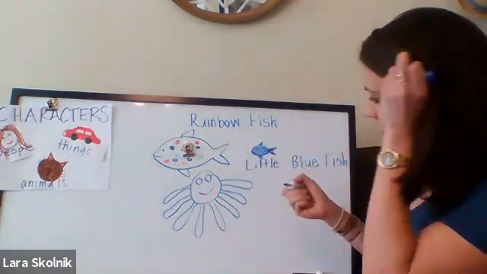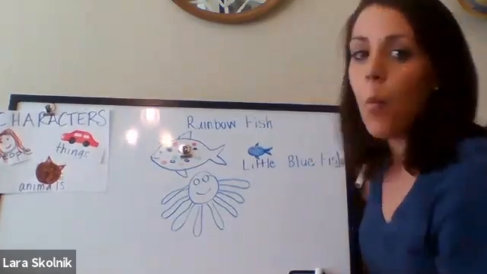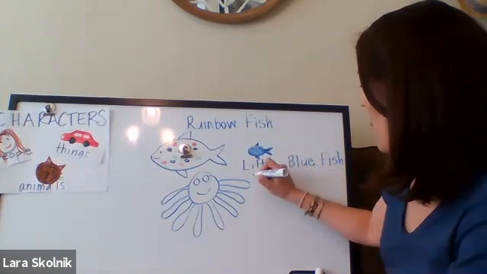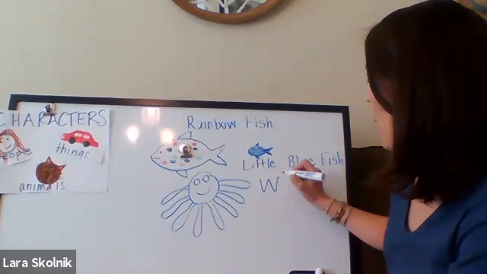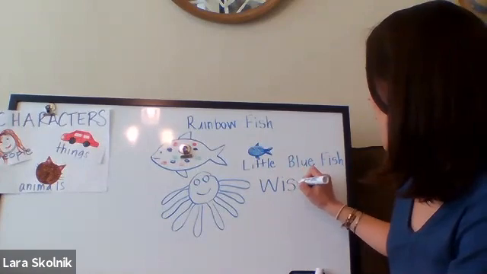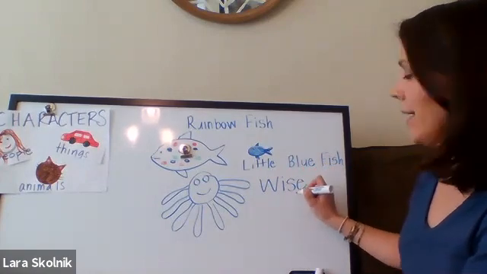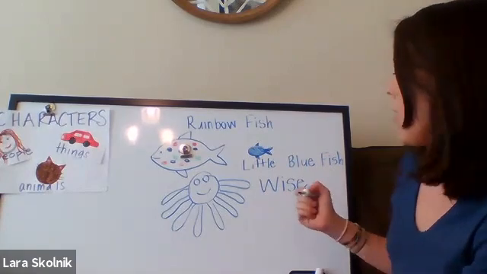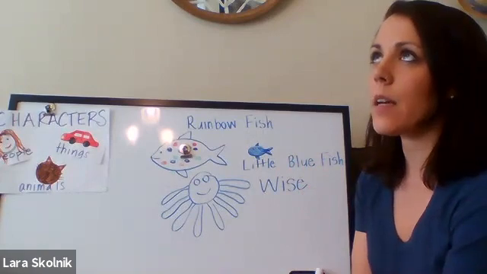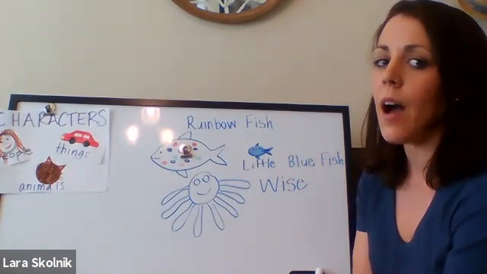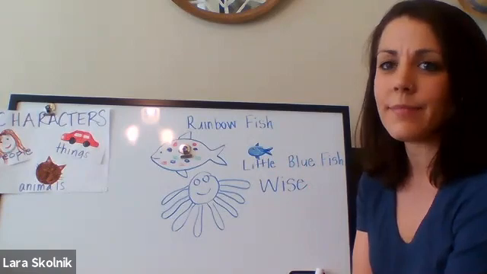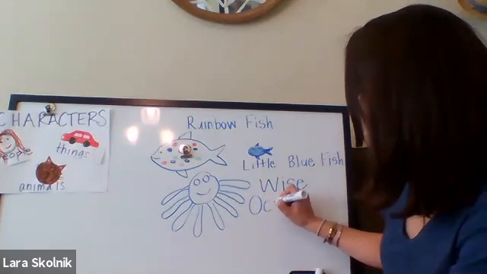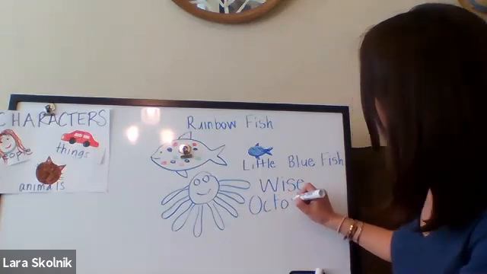octopus. So we know that wise begins with a W. Wise. In the word wise, the E is silent and it makes the I say its name. Wise. Octopus. When I say octopus, I hear ah at the beginning. Octopus. What letter is that? Good. O. Uppercase O. Wise. Oct. O. Pus.